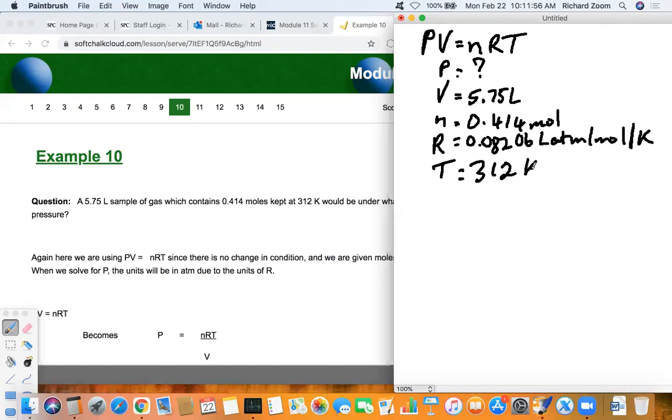So everything matches what we're seeing in R. We've got moles, we've got Kelvin. We've got liters. So we're looking for atmospheres, and that's what this is going to pop out as. So pressure is going to equal nRT over V.